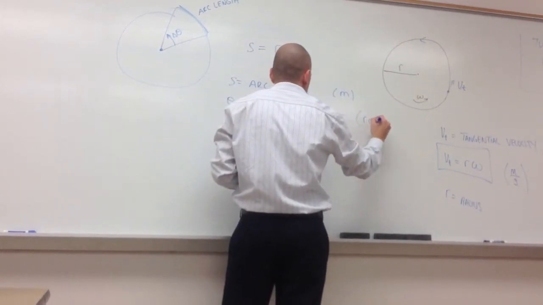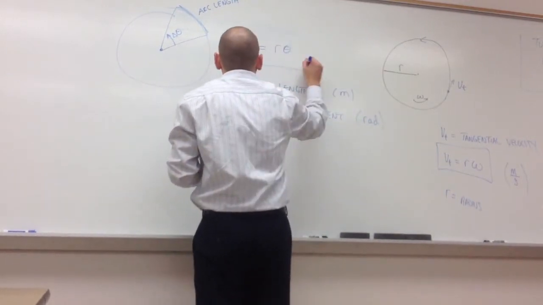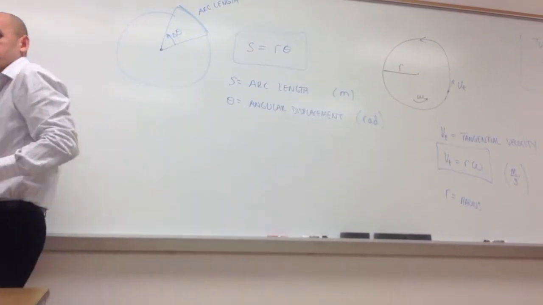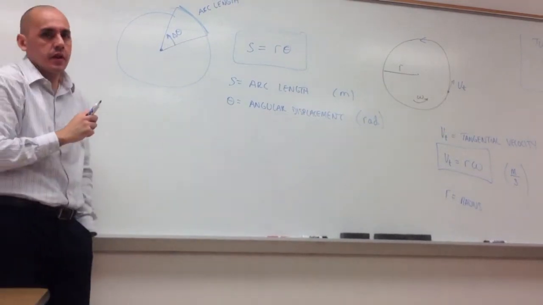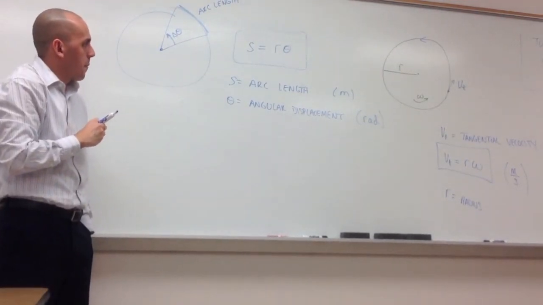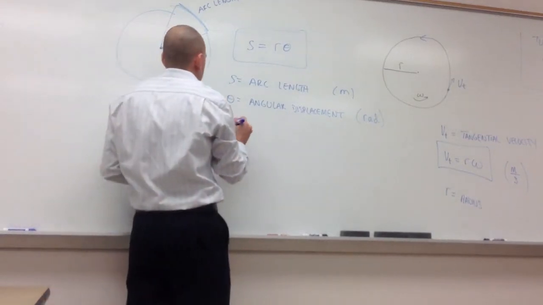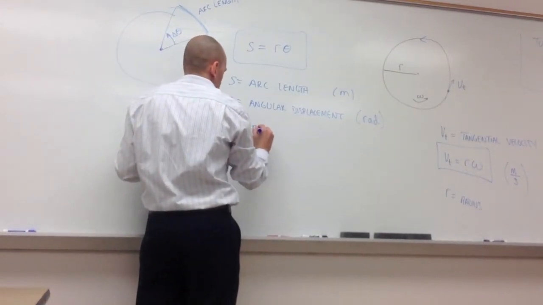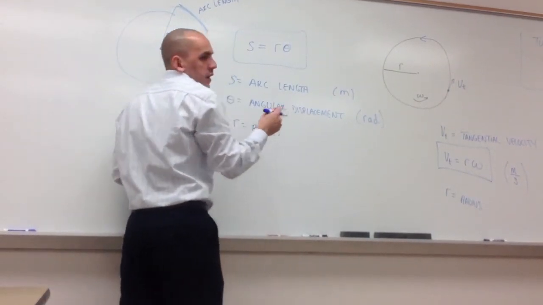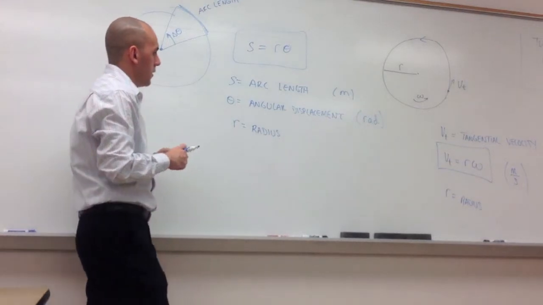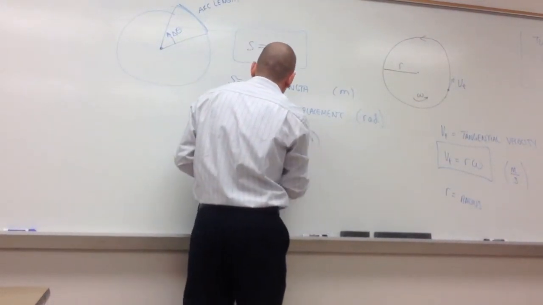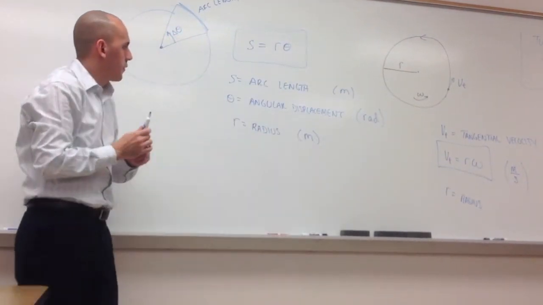This has to be in radians. This equation here does not work unless your angle is measured in radians. And then R is the radius, and that can be in any unit. But the SI unit would be the meter if we're going to get an arc length in meters.